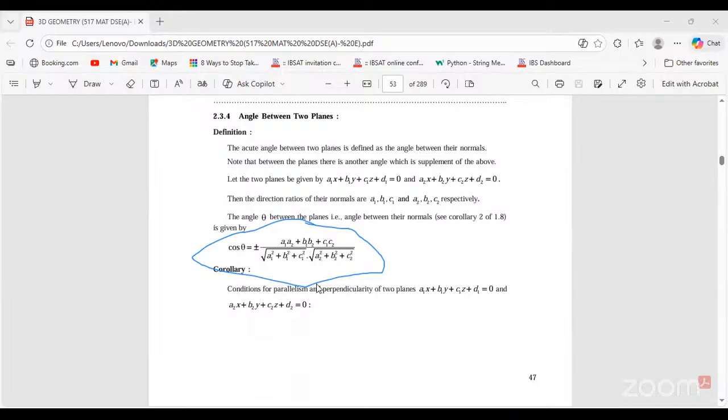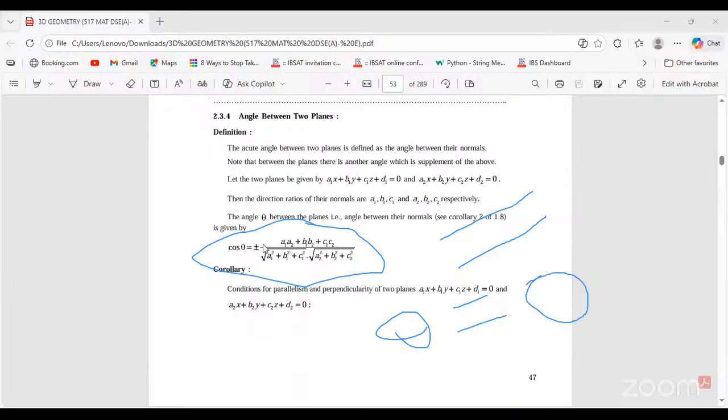Okay, now the condition for parallelism and perpendicularity of two planes. For example, these two lines are parallel. What is the condition? If these two lines are parallel, are there any intersecting points? There are no intersecting points between these two lines. If two lines intersect, then an angle is formed. If two lines are parallel, the angle equals 0.